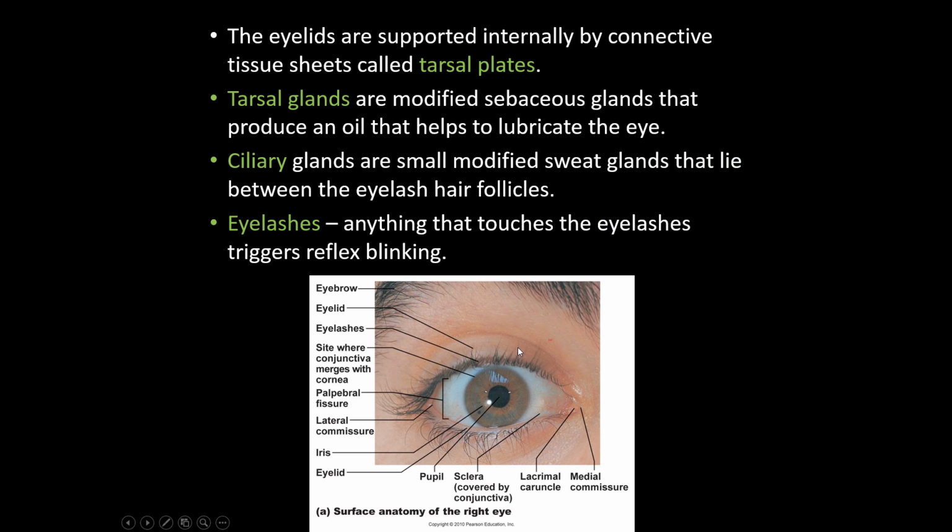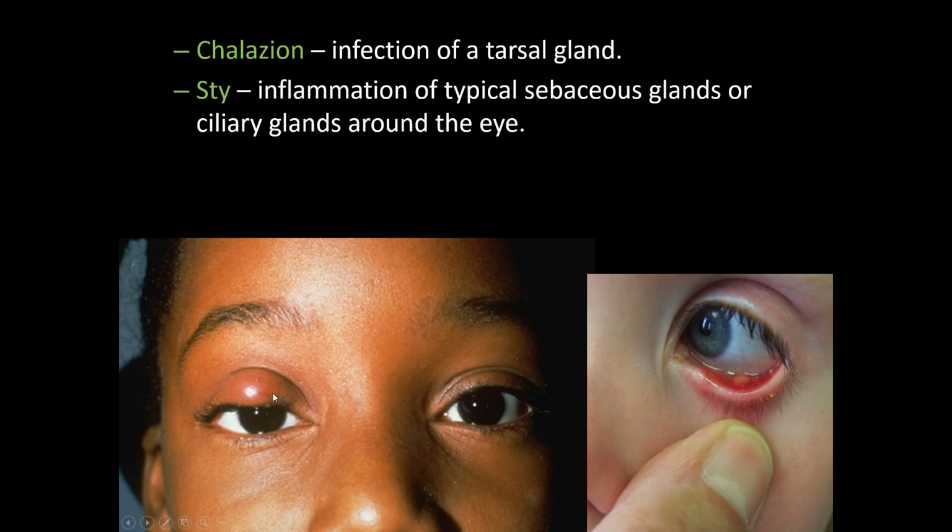Tarsal gland is present in the upper eyelid up here. It's not shown in this picture. It's a modified sebaceous gland, and it produces oil that helps to lubricate the eye, which that's what your sentence says up here, so you're good with that. Chalazion is an inflammation of that gland.